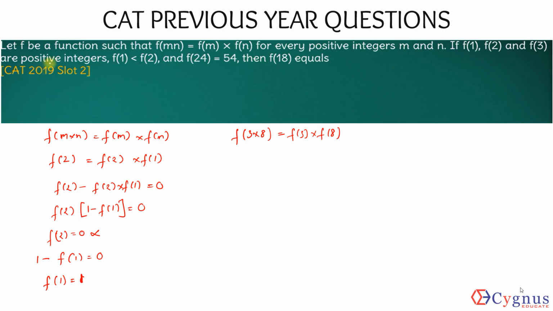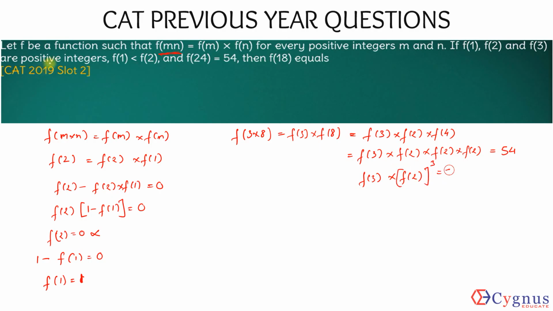So this is f of 3 into f of 8. And how do we write this f of 8? Using this property, f of 8 can be written as f of 2 into f of 4. And again, when you apply this property for f of 4, this f of 4 can be replaced by f of 2 into f of 2. This value is already given equal to 54. So basically what you're getting here is f of 3 into f of 2 whole cube is equal to 54.